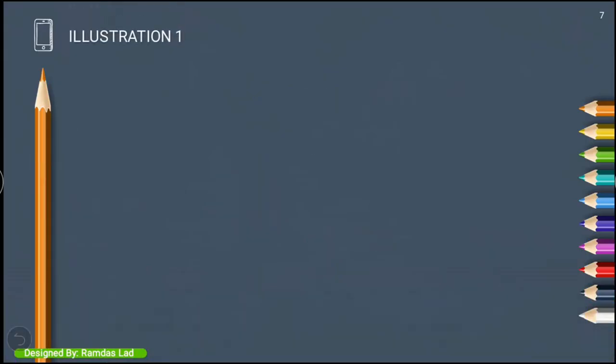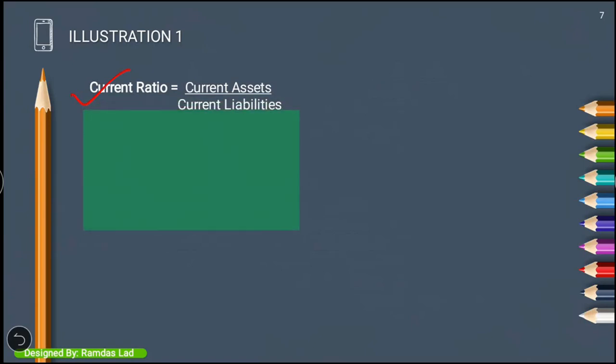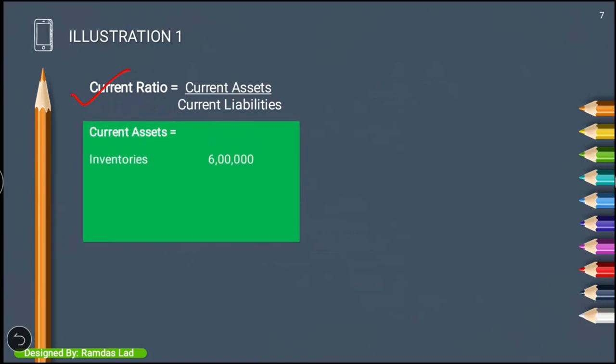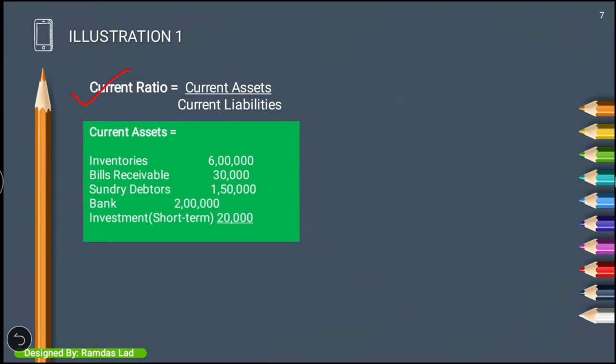The first one is here current ratio. What is the formula? Current assets divided by current liabilities. So what are the current assets? Please see current assets, which includes inventories, it means stock 6 lakh rupees, bills receivable 30,000, sundry debtors 1,50,000, bank balance 2 lakh, investment which is short term 20,000, and the total of this rupees 10 lakh. So these are the current assets.